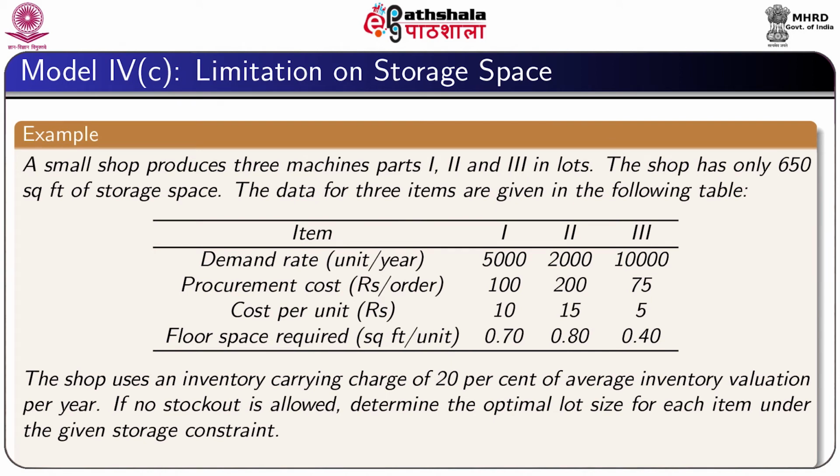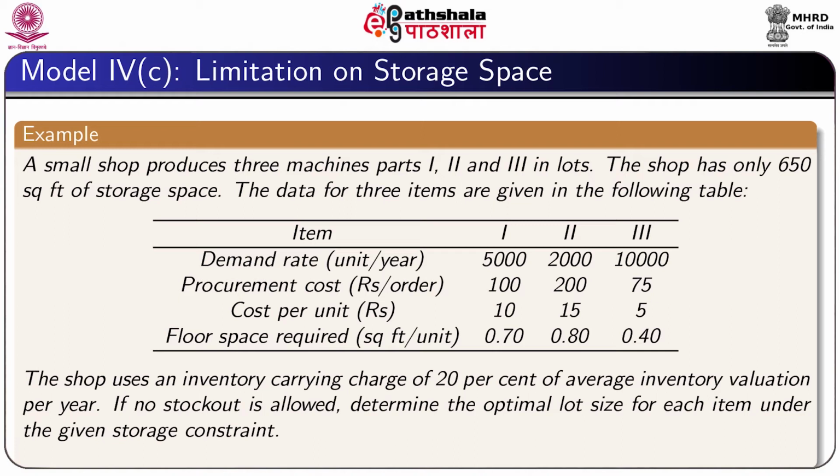Now, let us consider an example. A small shop produces 3 machine parts, parts 1, parts 2 and parts 3, in lots. The shop has only 650 square feet of storage space. The data for the 3 items are given in the following table.